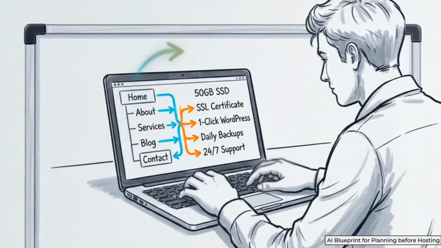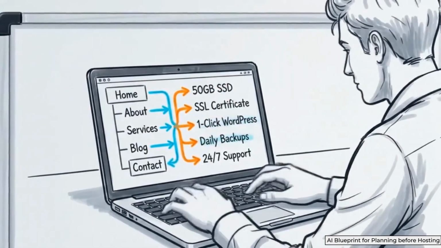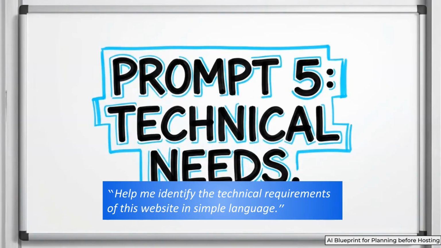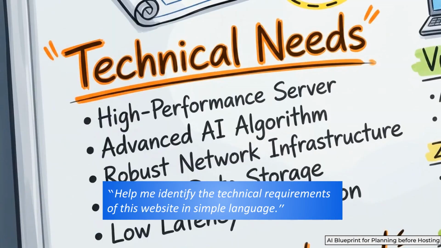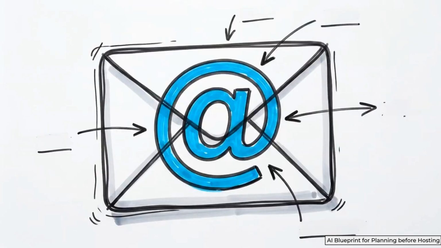With the content architecture mapped out, we can figure out what kind of server environment is actually required to run it. We need the AI to translate your outline into technical specs. Prompt it with, help me identify the technical requirements of this website in simple language. You are looking to find out if you need a database, an SSL certificate, or specific email setups.